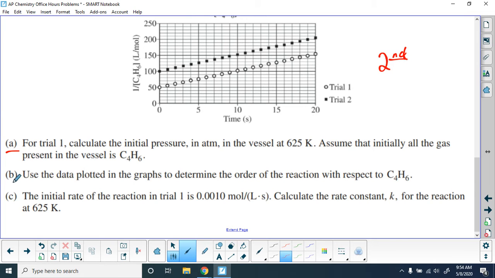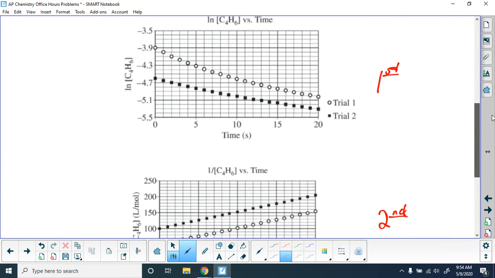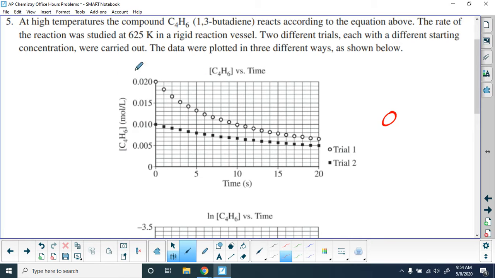For B, sorry. Just B. For A, for trial 1, calculate the initial pressure in the vessel. You need to go back to your trial 1, and you want to look at the first graph here for concentration. For trial 1, where the open circles are, the initial concentration is right here, 0.020 moles per liter. And I need to use that molarity and the ideal gas law, PV equals nRT, to solve for that pressure. Now, how do I do that? I need to know everything else in the problem if I'm going to solve for pressure. So you're given temperature in the problem. R is a constant. What do I do with my moles and my volume?